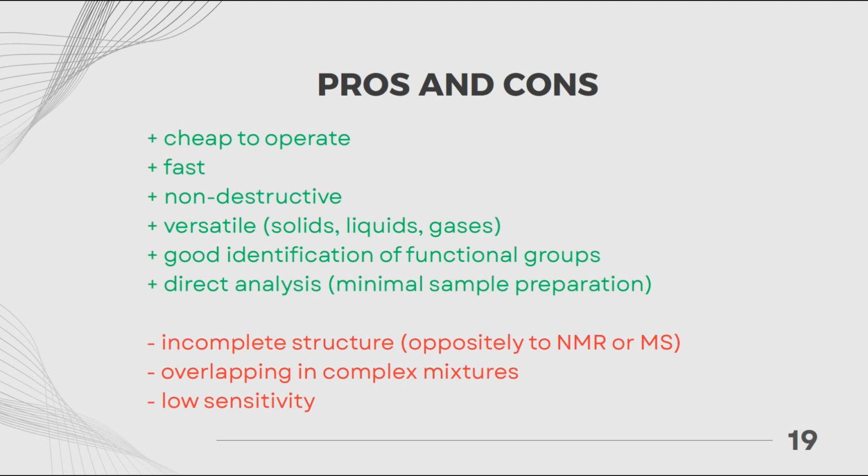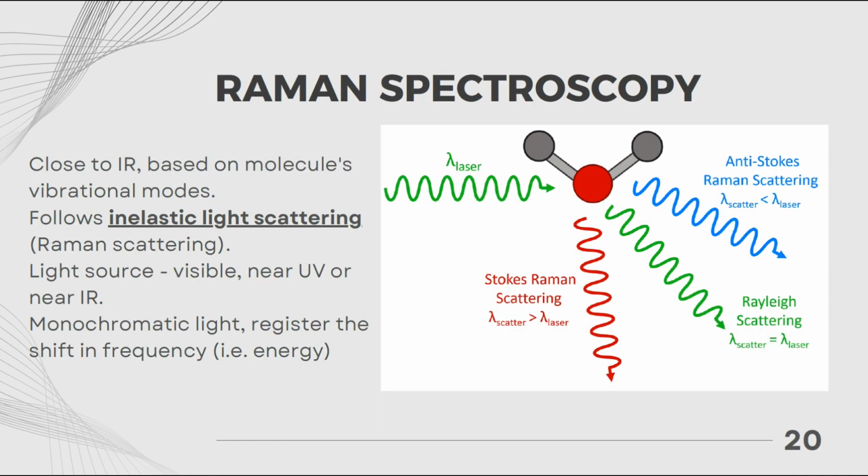And now let's talk about Raman spectroscopy. It's named after the Indian scientist Raman, and it's really something close to infrared spectrometry. It's really close because we are again talking about vibration modes of the molecule. But what is the difference?